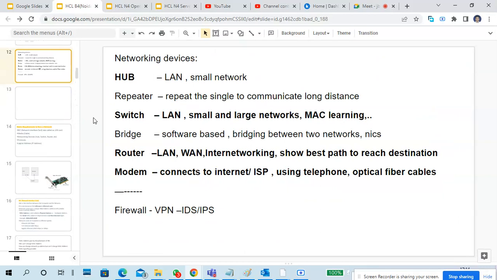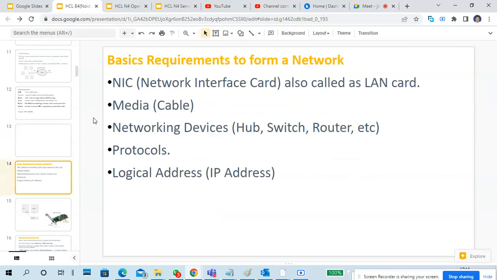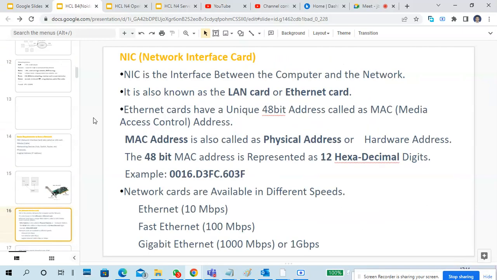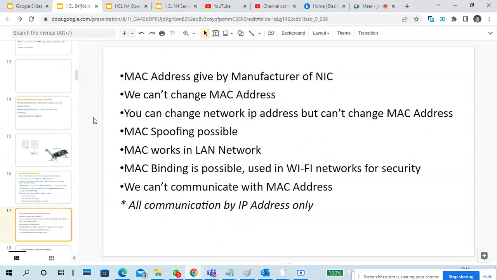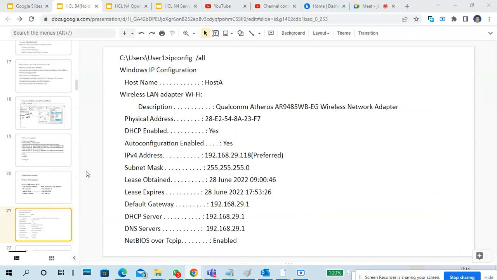Of course, wireless access points, bridges, repeaters. Okay, these are all your devices only. Default gateways are also very important. Okay, up to now, guys, devices are okay.